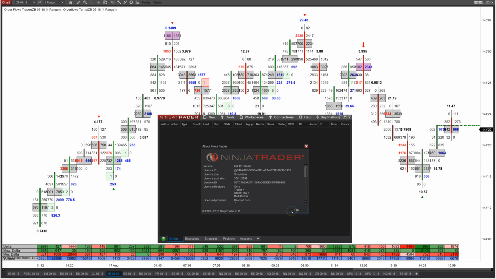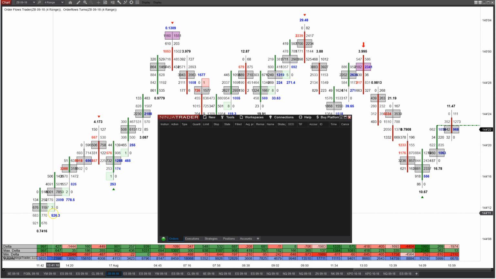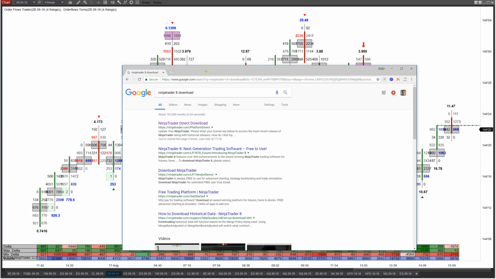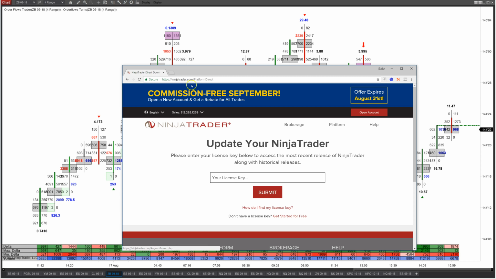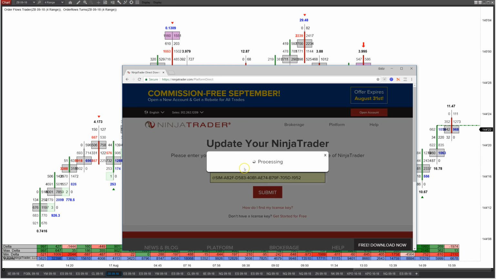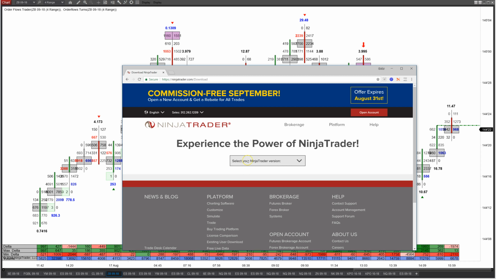And once you find that out, how do you upgrade? You go to Google. It's really simple. Type in NinjaTrader 8 download and click on ninjatrader.com/platform direct. Enter your license key. I think mine just comes up in here automatically. Hit submit. It'll process it, because it wants to make sure you have a NinjaTrader license key, and you just choose which version you're on, 7 or 8.